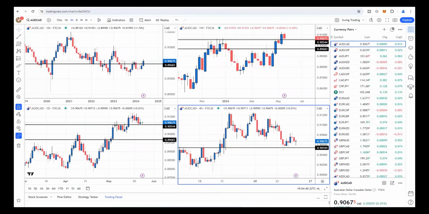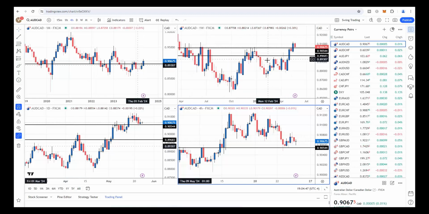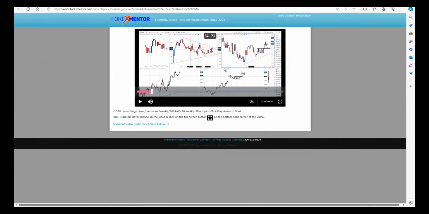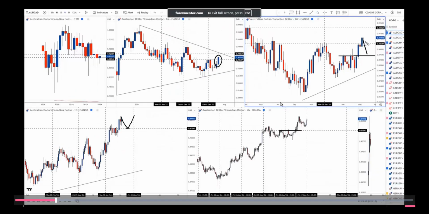So let's take a look at the trade. It's on the Aussie CAD pair, and Darko pointed this out in his PMA this last week. I'm going to show you. I froze the screen on his PMA video when he recorded this trade before it got filled.